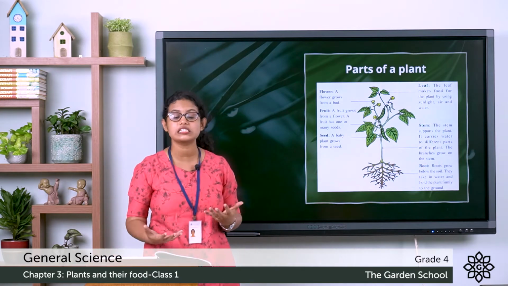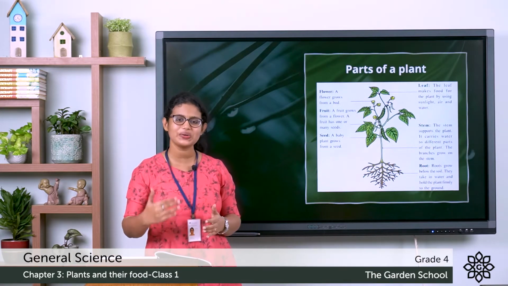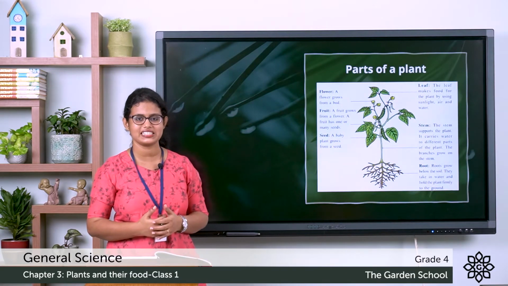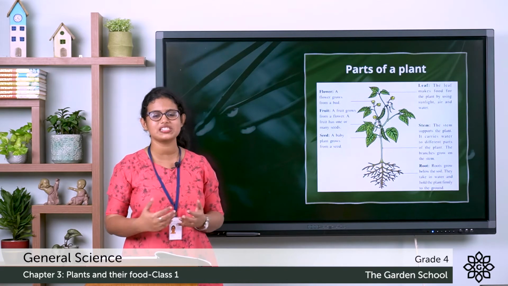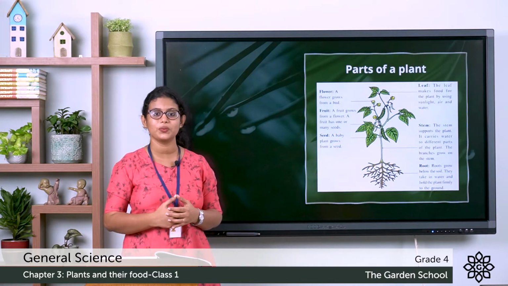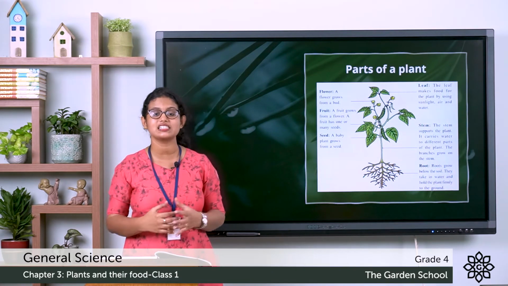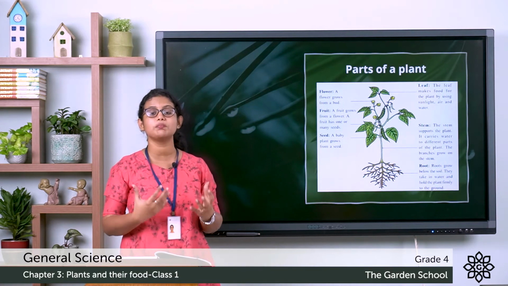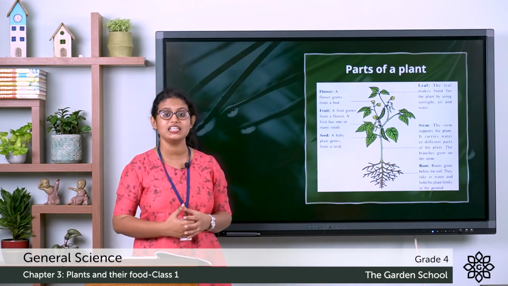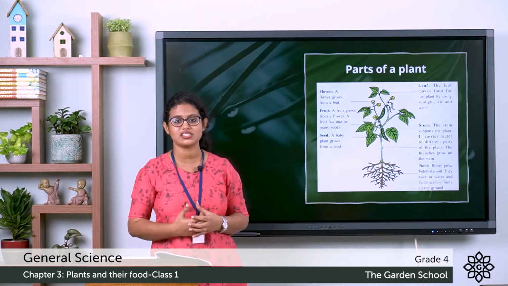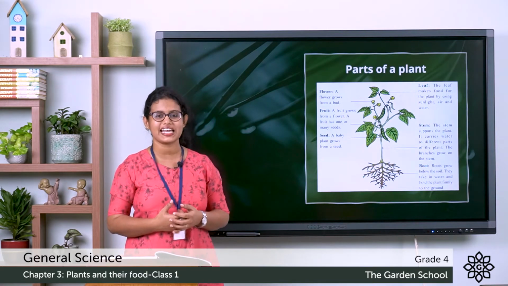Then comes the stem. Does it grow below or above the soil? It grows above the soil. Right. It bears branches. It has flowers, fruits, etc. Then we have the most beautiful part, and that is the flower. We can see plants with different flowers. There are flowers with different colors, shapes and sizes.